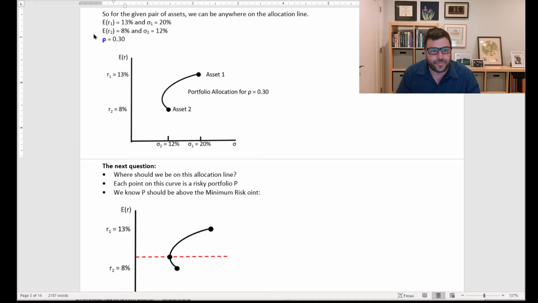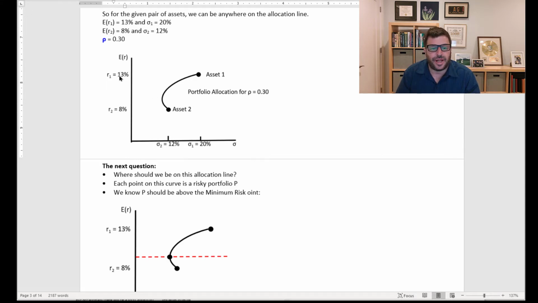So let's pick one. Let's assume that we've stumbled on two assets. The first one is a 13/20 asset. The second is an 8/12 asset. And the correlation coefficient is 30%. So this is what the allocation set looks like for the correlation coefficient equal to 30%. I can be all in asset 1 and have 8 and 12. Asset 2 and have 8 and 12.